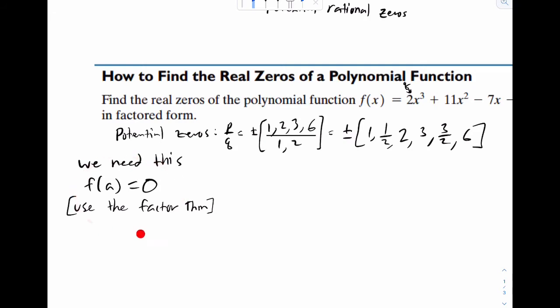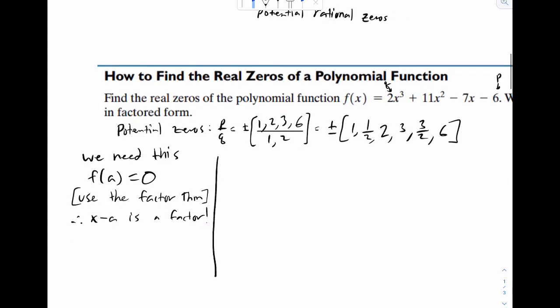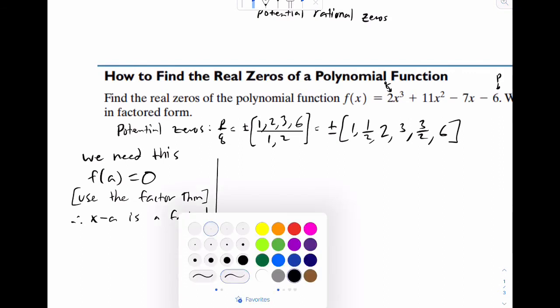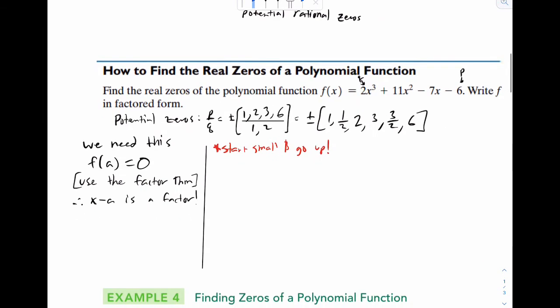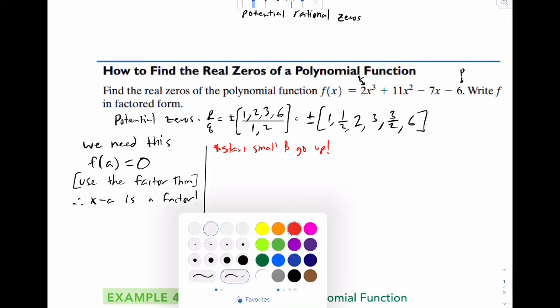Because if this is true, we conclude that x minus a is a factor. So my tip for all of you is going to be this: start small and go up. Meaning we're going to plug in the small numbers and see if we get 0 and then work our way up. So there is a little bit of mathematical intuition here.